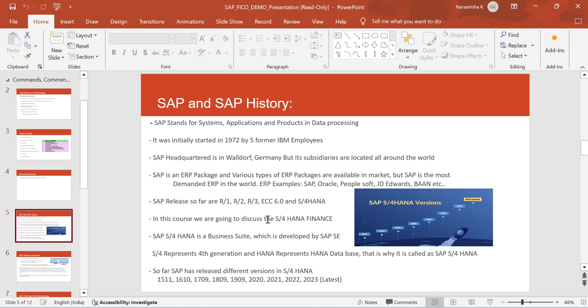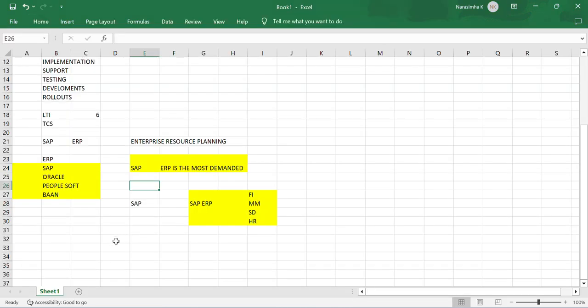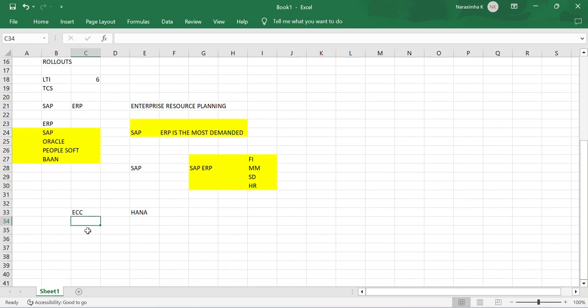So far SAP has released so many versions. In the starting of SAP's career, they released R/1 structure. After that they released R/2, then R/3, then ECC. Still people are using ECC. After that they released HANA. Still some clients are using ECC only.